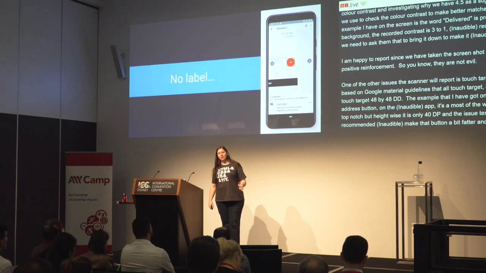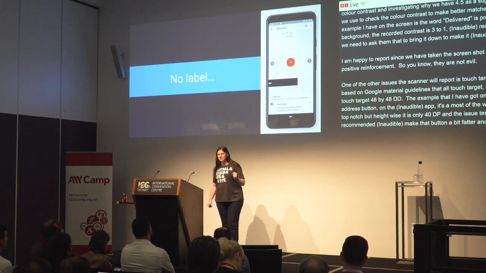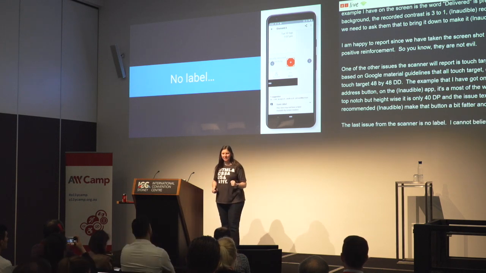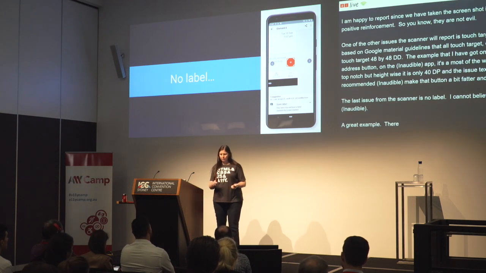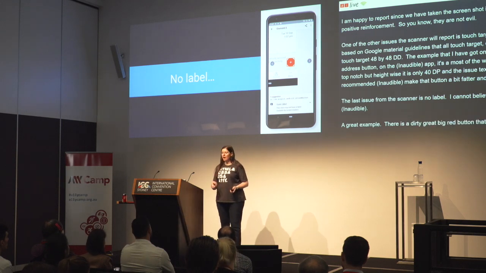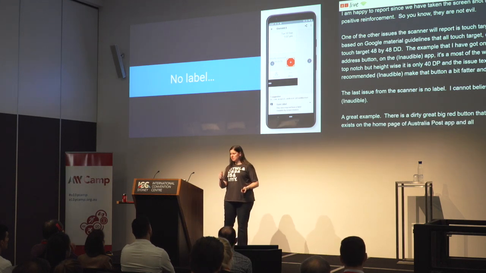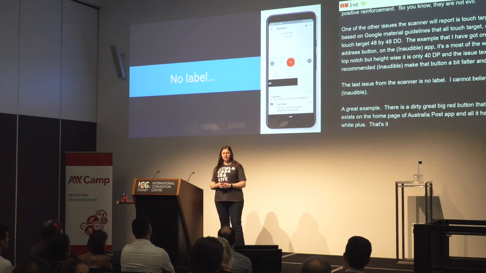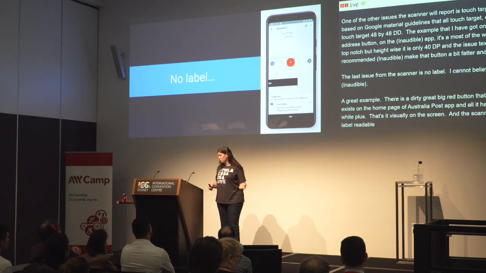The last issue example I'd like to show you from the accessibility scanner is no label. I cannot believe this exists in a live app, but let's run with it because it's a great example. There is a dirty, great big red button that's about as big as my thumbprint that exists on the home page of the Australia Post app, and all it's got on it is a white plus. Red button, white plus. That's it for visually on the screen. And the scanner is saying, this item may not have a label readable by screen readers. And you're like, well, yeah, no deal. It may say plus, I'm not sure.